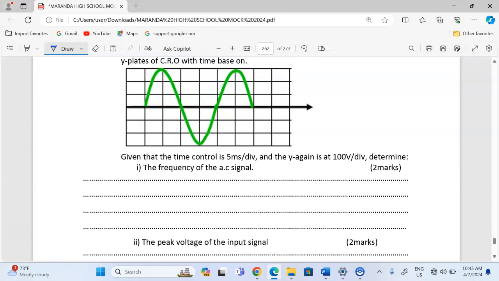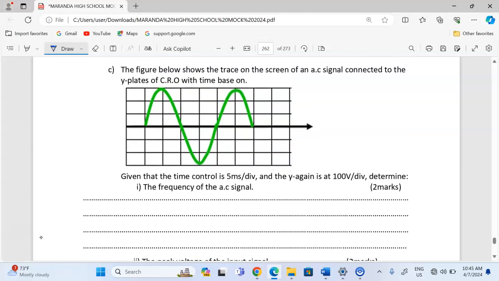For us to get frequency, we have to start with what we call periodic time. According to the time-base setting, per division, there is 5 milliseconds. Therefore, in one division or 1 centimeter, there is 5 milliseconds. What about in a complete oscillation, a complete cycle? That is, a complete cycle is moving from this point all the way to this point.